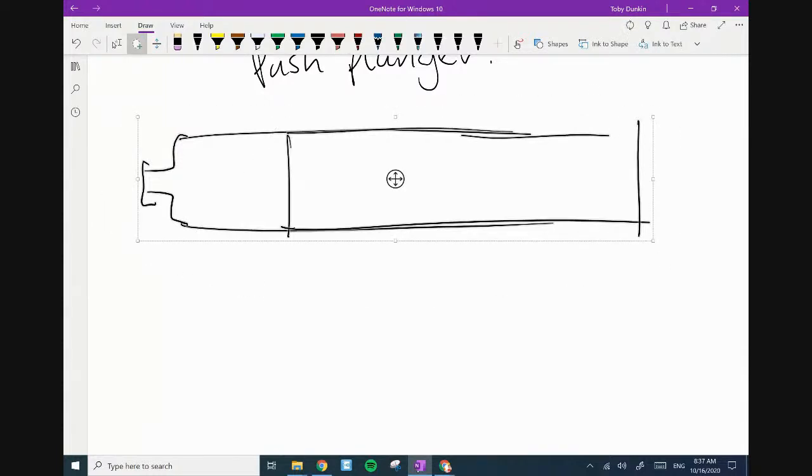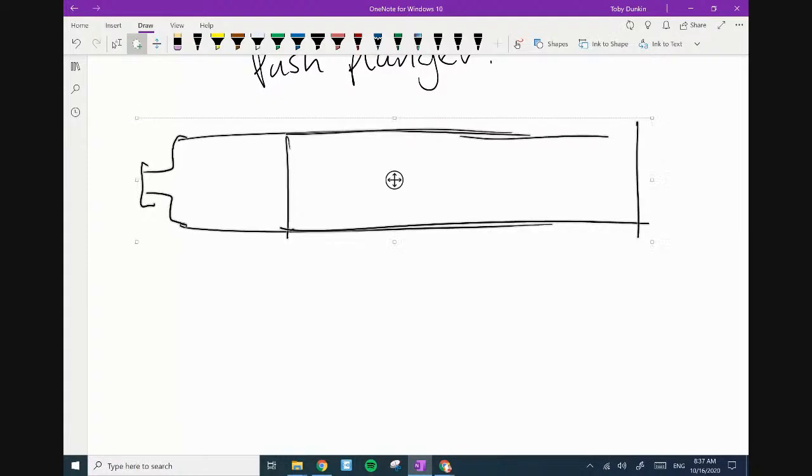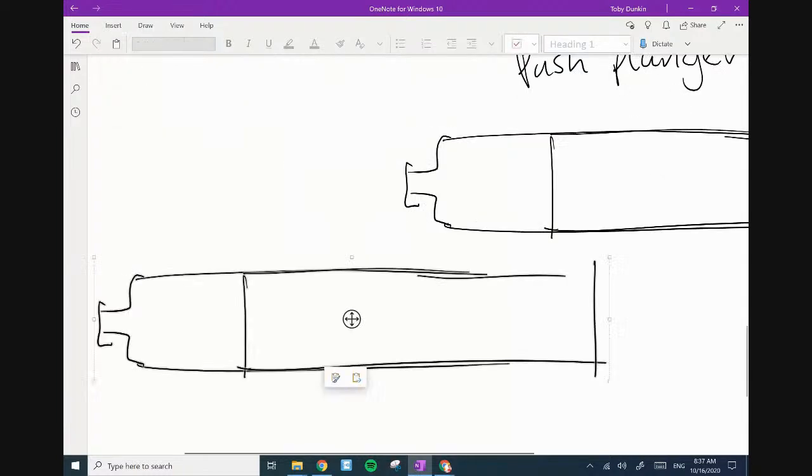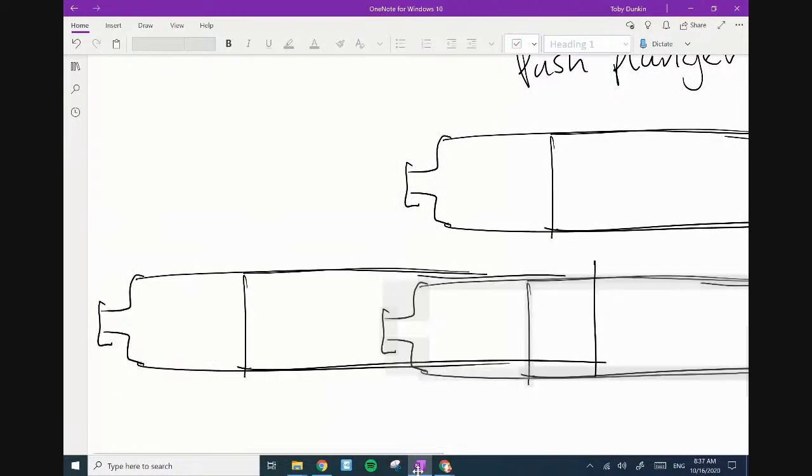I know it's a terrible plunger. What I probably could have done is, if I do home, copy, that's clipboard, copy, there we go, and then paste, there we go. Sorry, I could have actually found pictures of syringes.